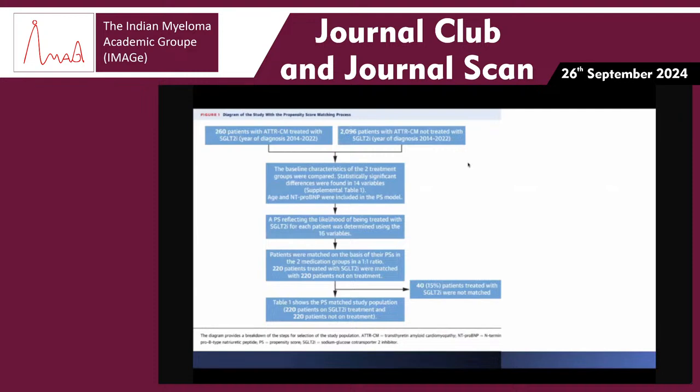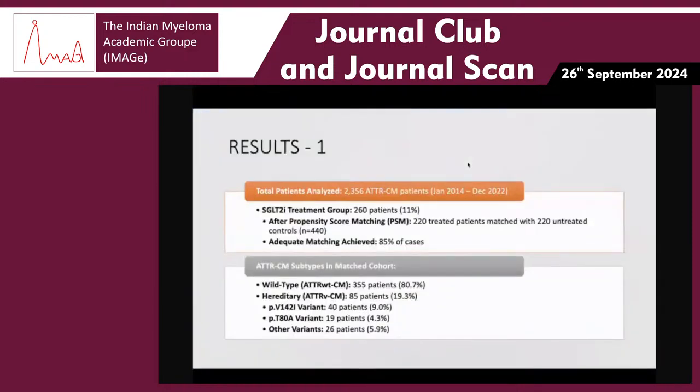2,096 patients with ATTR cardiomyopathy not treated with SGLT2 inhibitors and 260 patients treated with SGLT2 inhibitors were taken. Propensity score matching was done using 16 variables, and at the end, 220 patients treated with SGLT2 inhibitors were matched with 222 patients who were not on treatment. The results were that 2,356 ATTR cardiomyopathy patients were taken from January 2014 to December 2022, and 260 patients who had taken SGLT2 inhibitors were included in this study.